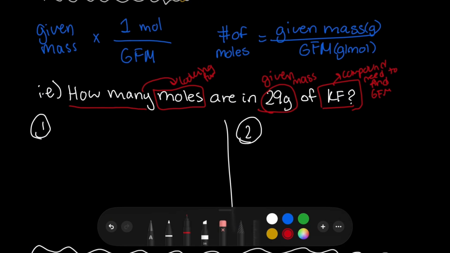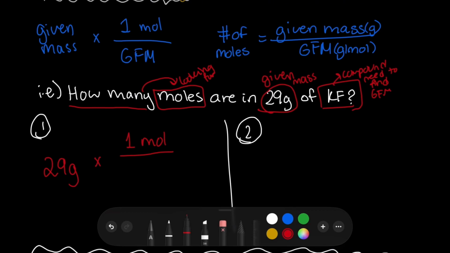use method 1, which is the dimensional analysis, by inputting our values. So our given mass is 29 grams, right? Multiplied by 1 mole over the GFM. We need to find the GFM, so if you haven't watched the previous video and don't know how to solve for GFM, I recommend you watch that video.